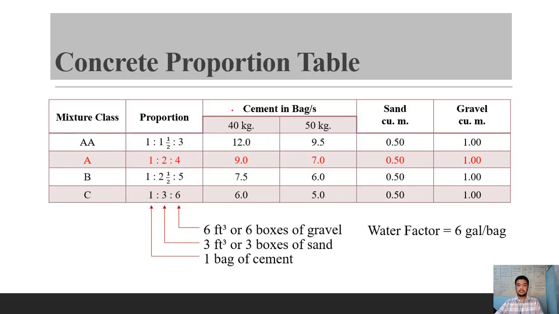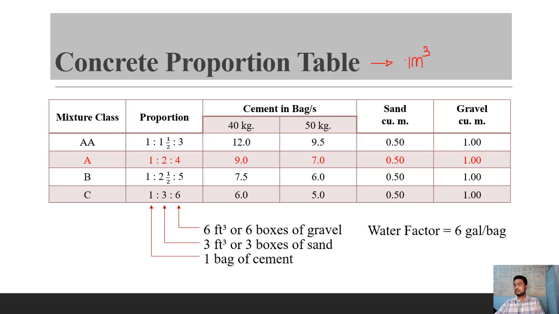So let me just simplify this concrete proportion table. Actually, this is the basis of ordering the amounts or the quantity of materials that you should get in a hardware. For a specific amount of concrete, this is the basis for you to avoid ordering too much or ordering less. So let me just explain to you. This concrete proportion table is really intended for 1 cubic meter of concrete.